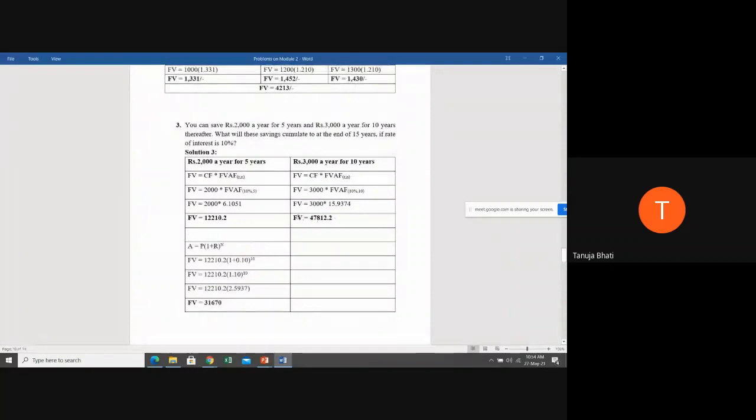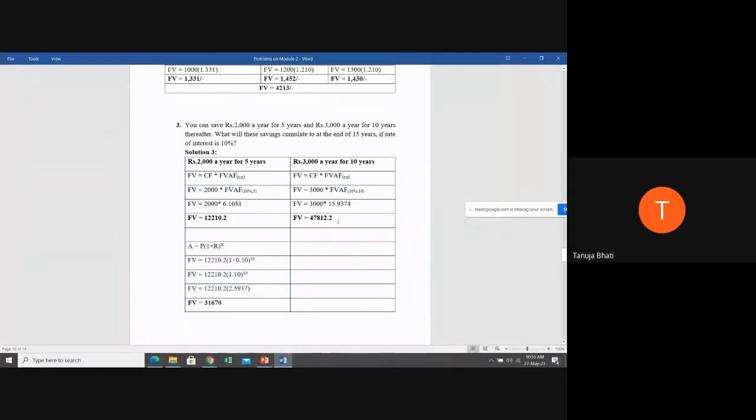Can anyone tell me why we didn't again treat this as a single cash flow and take it ahead? Can anyone tell me why we didn't do it for 3,000? Can anyone tell me why we didn't do that? Ma'am, it starts from the 5th year to the 15th year, that 10-year span only. Correct, that is only the 10-year span, and already you're reaching the 15th year.